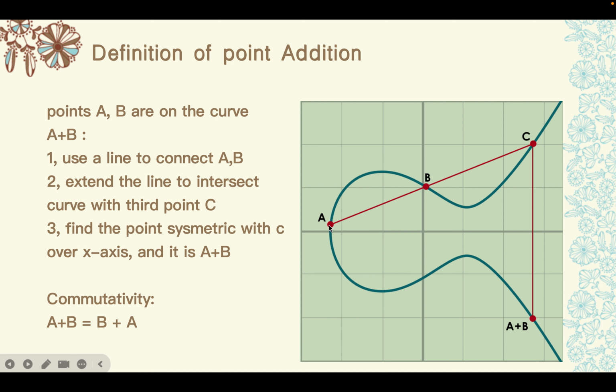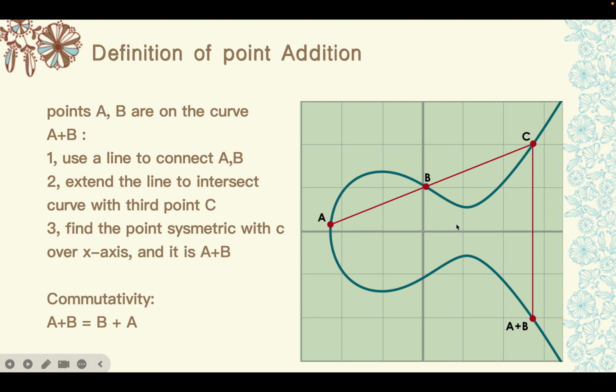First, we use a line to connect the points A and B on the curve. Now, extend the line to the third point that intersects with the curve, and find its symmetric point over the x-axis. And that symmetric point of C is the result of A plus B. Here is the definition of A plus B.